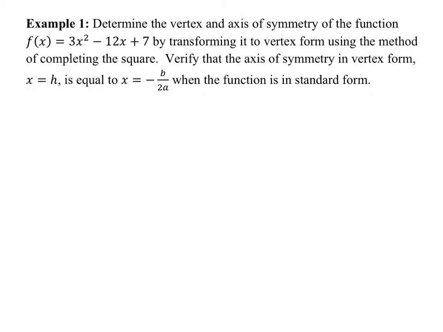All right, let's look at our first example. Determine the vertex and axis of symmetry of the following function by transforming it into vertex form using completing the square. So remember how I told a few of you, because I know some people struggled on the completing the square test, I said it's not going to go away. You need to know how to do completing the square. So let's take a look at this, and then afterward we're going to verify something. We don't even need the second part yet.